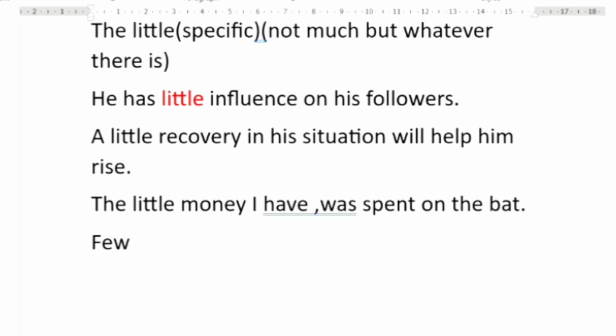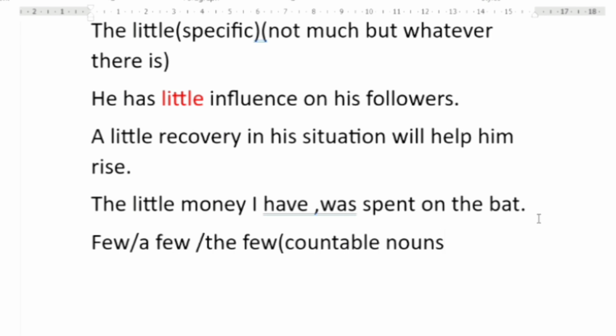Next we'll take up few, a few, and the few. They are a counterpart of little, a little, and the little, but they are used only with countable nouns. Same usage. Few means very less, not many, hardly any. A few means some, not many but some. And the few means not many but all there are.